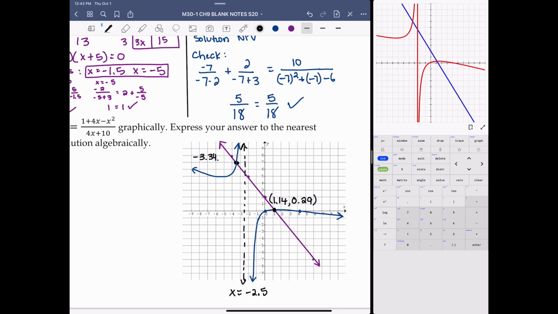Our solutions are the x values of the intersection points: x equals negative 3.34 and x equals 1.14. And then we need to verify our solution algebraically.